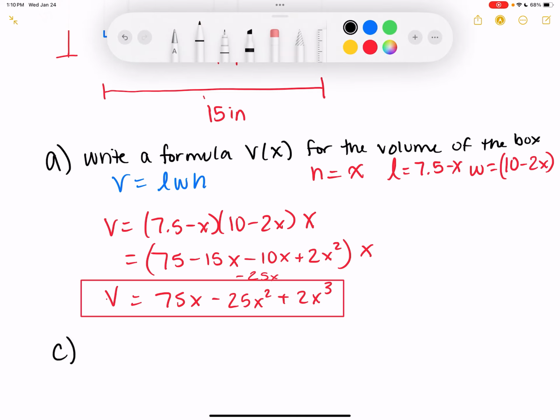part C. Okay, we're skipping B because B is the domain of the graph. Anyways. Find the max volume. Okay, so if you go to second trace, that should bring up a calc option. There's going to be an option for max min, so you're going to need the max one.